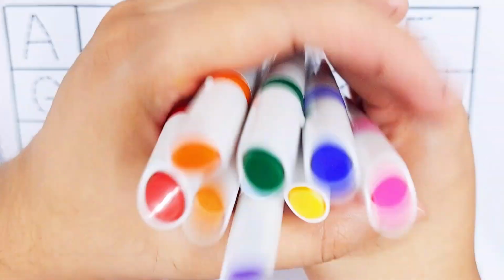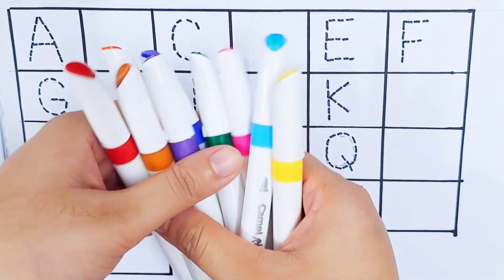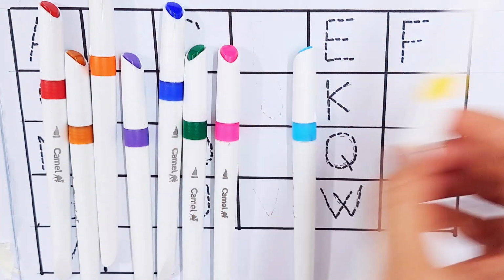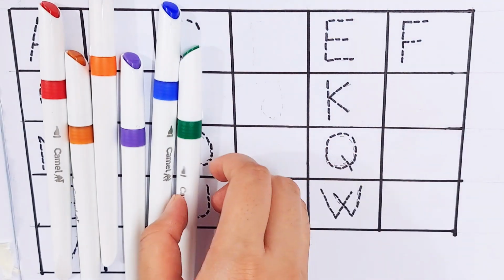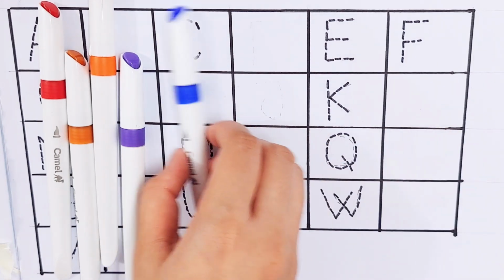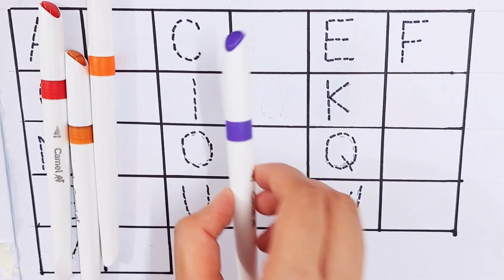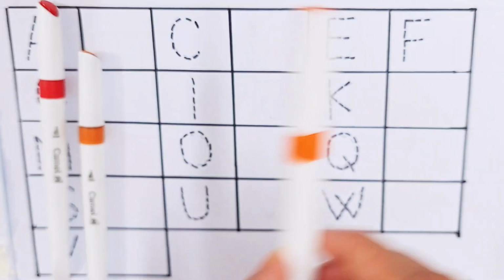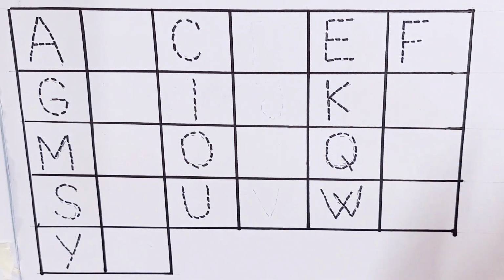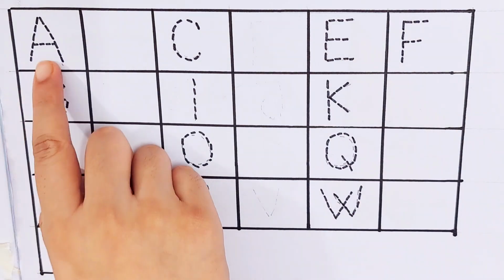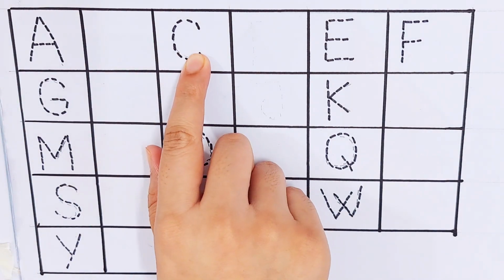Hello! Let's learn some colors. Yellow color, sky blue color, purple color, dark green color, dark blue color, violet color, orange color, brown color, red color. Today we are learning A for apple, B for ball, C for cat.